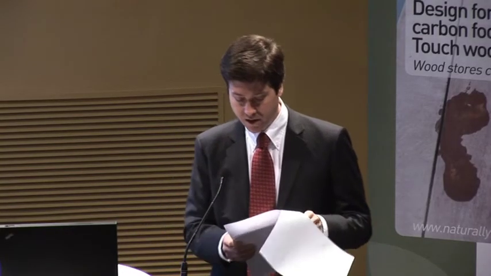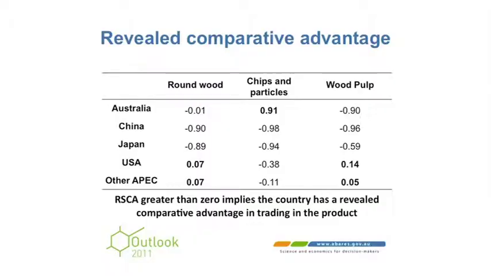So we applied this method to all the APEC economies, and we've written up the details in a report, an Outlook paper that's available with this conference. But some of the key results here are looking in the bold font, where Australia has a very strong advantage in chips and particles, plus 0.91. Another country like USA, for example, has plus in wood pulp.